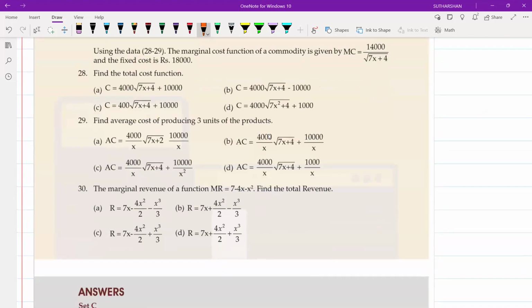The last 3 questions. Read that question. Question number 28. Using the data for 28 to 29, the marginal cost function of a commodity is given by MC is equal to 14,000 by root of 7x plus 4, and the fixed cost is rupees 18,000. Find the total cost function. That's what they have given. Okay. I will try to simplify it for you.